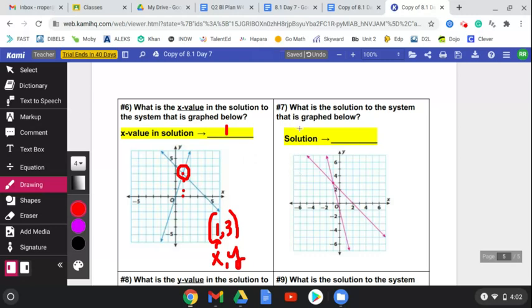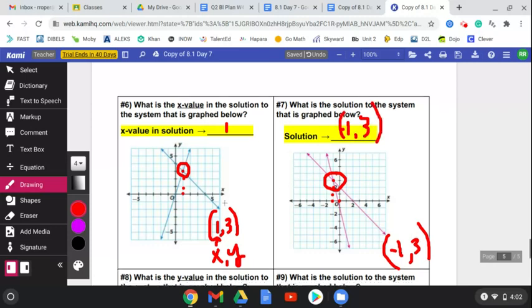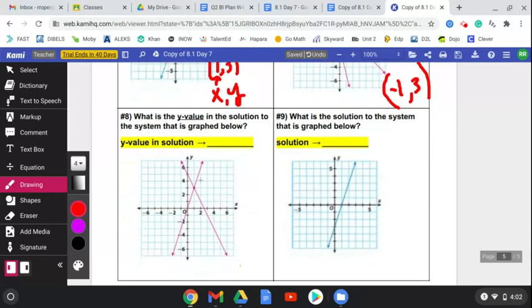Number 7, what is the solution to the system? Where do the lines intersect? They intersect right here. So what's its ordered pair? Start from the origin. You would go left 1, that's negative 1. And after you go left 1, you would go up 1, 2, 3. If you go up 3, that's positive 3. So your solution is negative 1, 3. Number 8 is asking you about the y value.